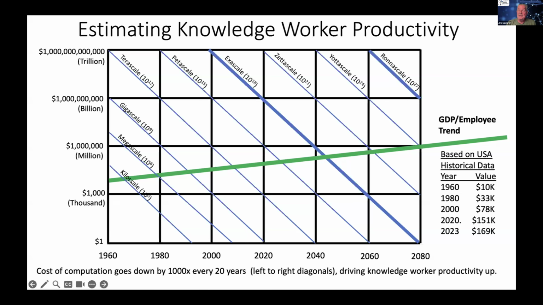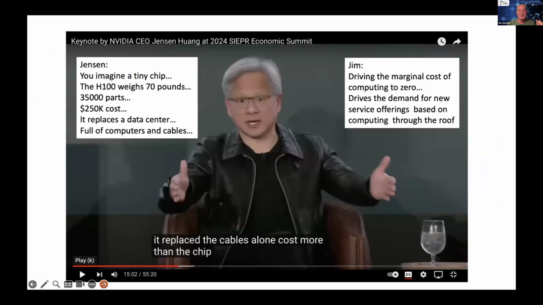And you can see what happens here as the cost of computing drops. We're getting GDP per employee trend going up and up and up. And this is why I'm very interested in a digital twin of myself and digital twins of whole organizations to think about the productivity gains that we're going to get from AI in the future.